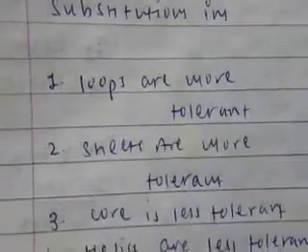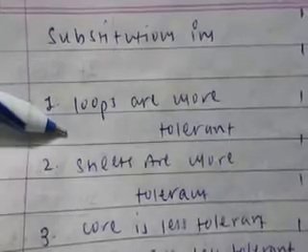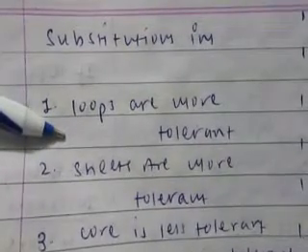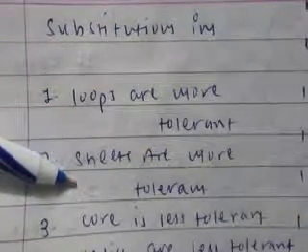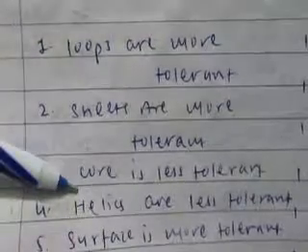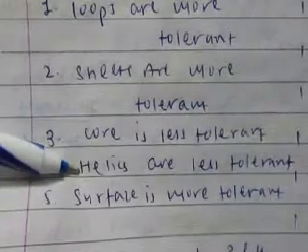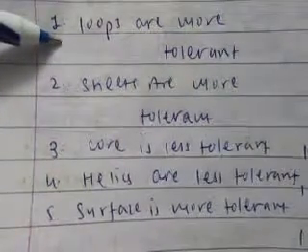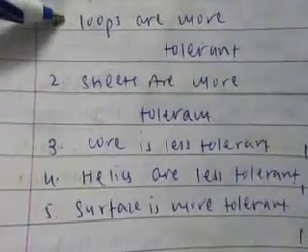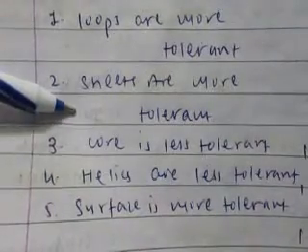So among the answer options, the first option says that loops are more tolerant. Yes, loops are more tolerant from the graph. Sheets are more tolerant? No, sheets are less tolerant. Core is less tolerant? Yes, core is less tolerant. Helix are less tolerant? No, helix are more tolerant. Surface is more tolerant? Yes, surface is more tolerant. That means option 5, the first option as well as the fourth option is right.